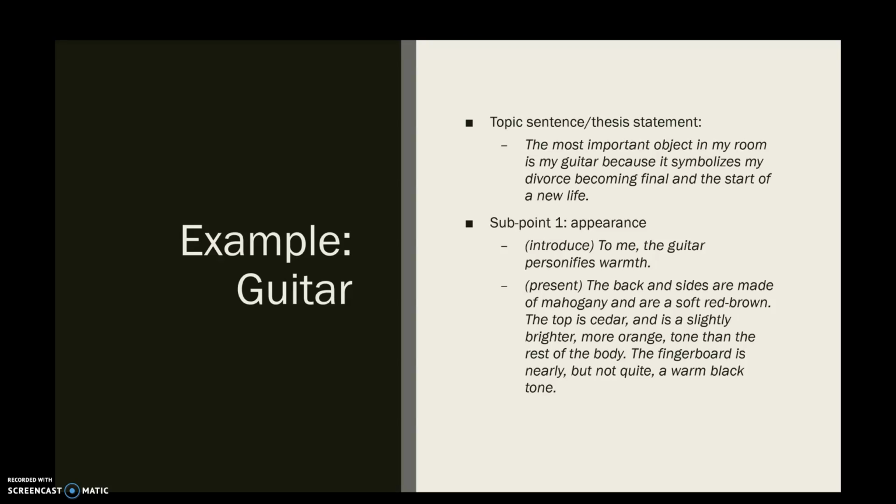The back and sides are made of mahogany and are a soft red brown. The top is cedar and is a slightly brighter, more orange tone than the rest of the body. The fingerboard is nearly, but not quite, a warm black tone. And hopefully you can kind of envision what this guitar looks like from these details. You can kind of see it in your mind.